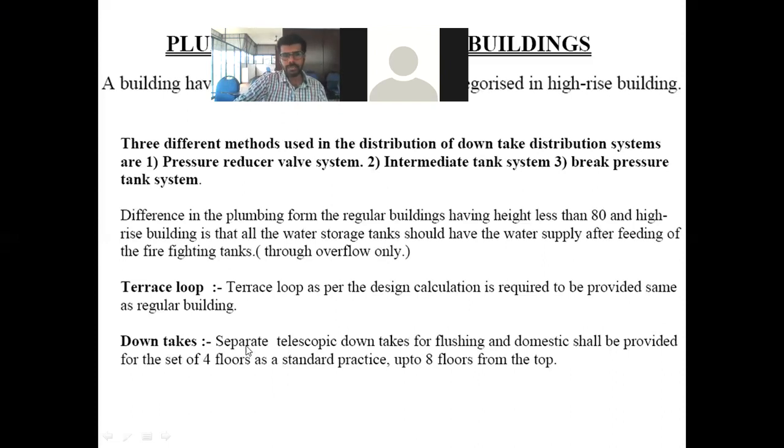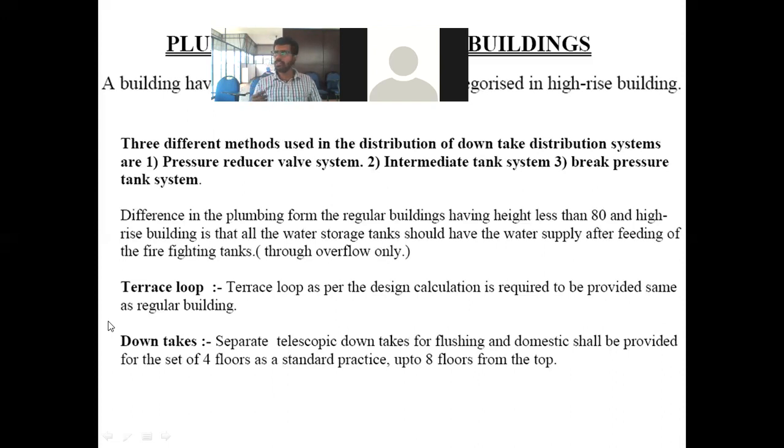Then downtakes. Separate telescopic downtakes for flushing and domestic use shall be provided for each set of 4 floors as a standard practice, up to 8 floors from the top. Downtakes, also called telescopic downtakes, are also called riser pipes. A riser pipe is a vertical pipe. It is recommended that you have a separate tank for flushing, and a separate tank for domestic purposes like drinking or washing. So individual pipes will be given for flushing as well as for domestic use.